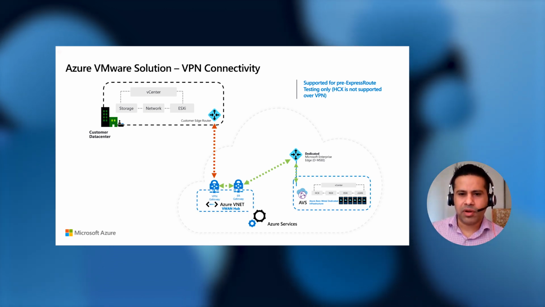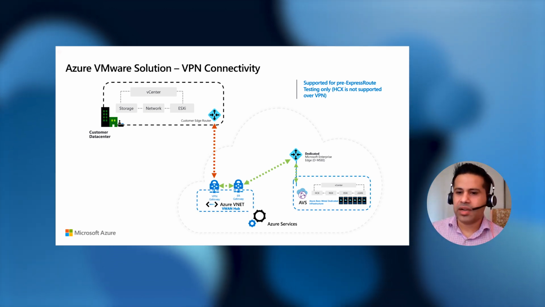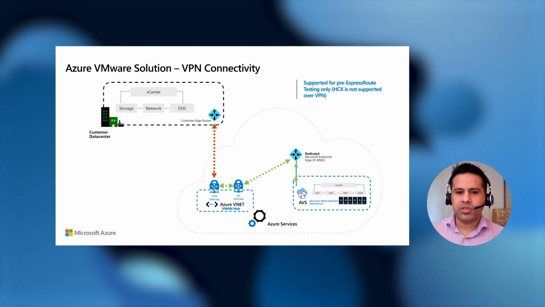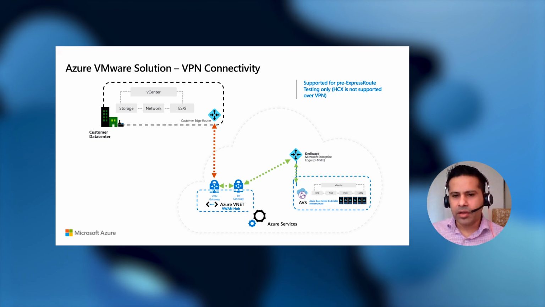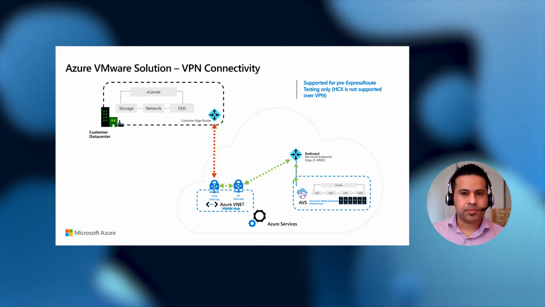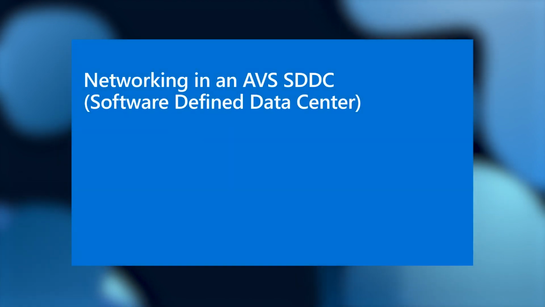The transit routing from VPN gateway to ER gateway doesn't really work in an Azure VNet. So that's why we're using Azure Virtual WAN to provide this connectivity, where this transit routing is supported. Moving on to networking within an AVS software-defined data center.